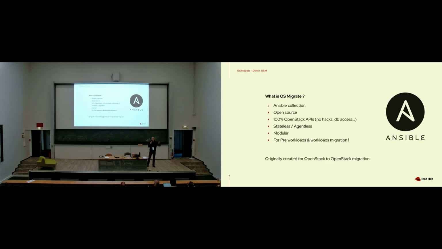So here I'm talking about the OpenStack to OpenStack collection, because we have two collections actually. Originally created for OpenStack to OpenStack migration. This is an Ansible collection. This is open source. The philosophy was to rely on the OpenStack APIs. So whatever OpenStack you have as a source or destination, I mean that doesn't necessarily have to be a Red Hat OpenStack, for example. It could be whatever OpenStack because we are talking only to the API.